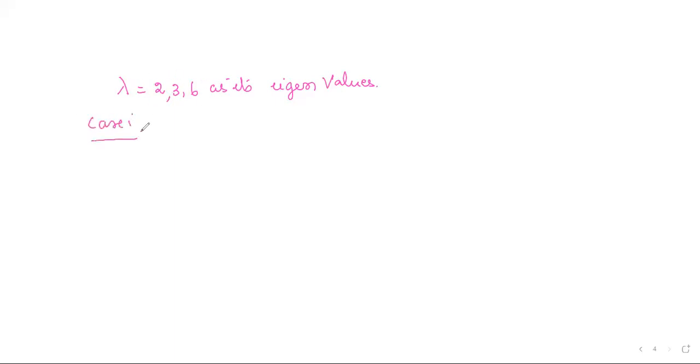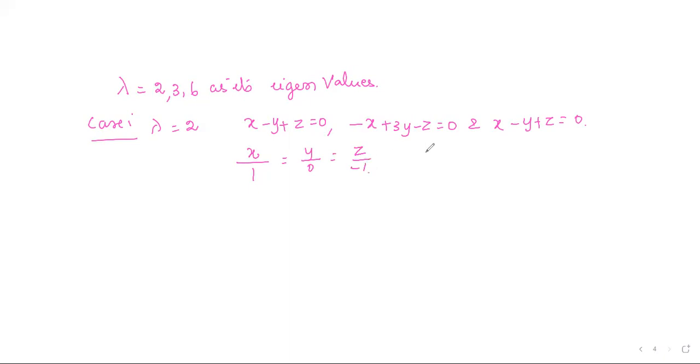The first case, you can take lambda is equal to 2. So by taking lambda is equal to 2, you are getting the equation x minus y plus z is equal to 0. Then minus x plus 3y minus z equal to 0. And x minus y plus z is equal to 0. So by using the cross multiplication method, you can see x by 1 is equal to y by 0, which is equal to z by minus 1. Therefore, the first eigenvector x1 is equal to (1, 0, minus 1).